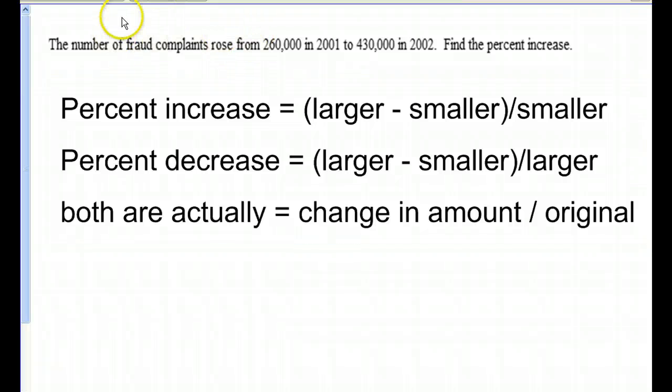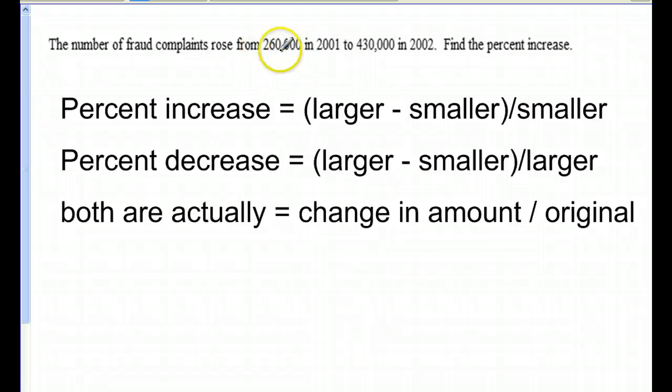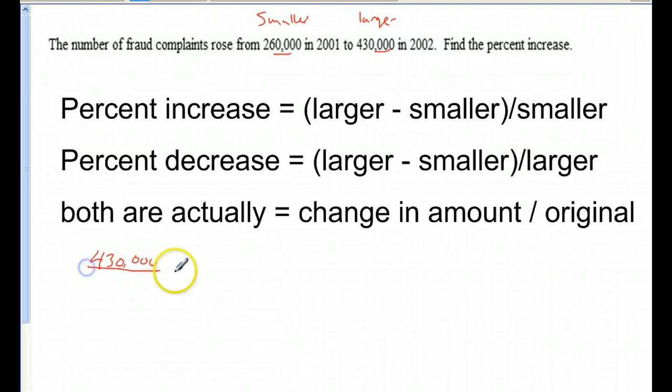So if I go back up to the original here, and it says the number of fraud complaints rose from this to this, that means this is smaller, obviously, and this is the larger. So this is what I subtract from this. So for this one I'm going to do 430,000 minus the smaller 260,000 all over, this is percent increase, so the original amount was the smaller, 260,000.